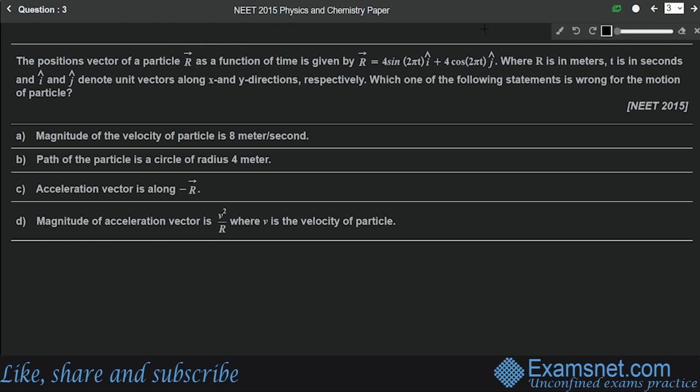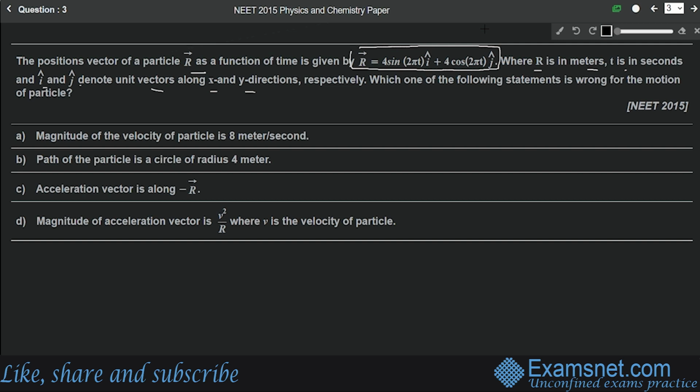Next question. The position vector of a particle, vector r, as a function of time is given by vector r equals 4 sin 2 pi t i cap plus 4 cos 2 pi t j cap, where r is in meters, t is in seconds, and i cap and j cap denote unit vectors along x and y directions respectively. Which one of the following statements is wrong for the motion of the particle?